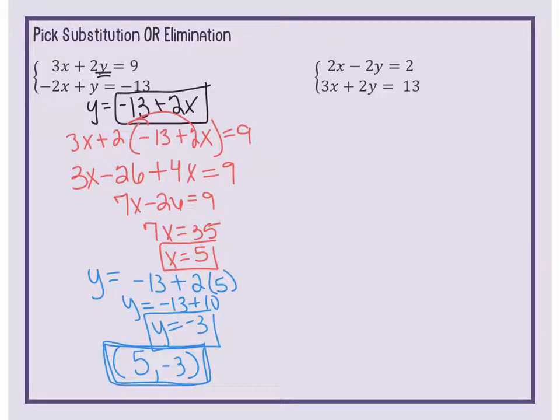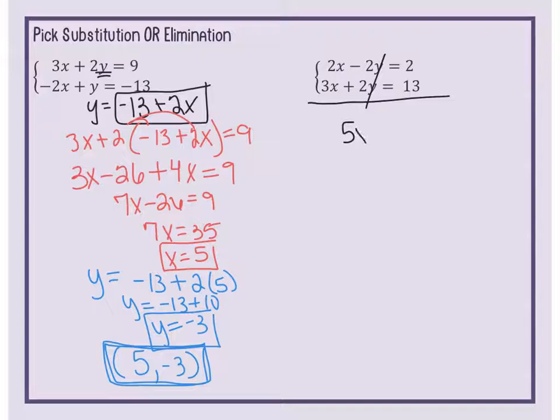So again, your choice for the next one, substitution or elimination. Well, right away I don't see any one coefficient, so substitution would be a little bit harder. But I do see the same number with different signs. Therefore, looking at this problem, elimination would be easiest because I can already add these equations together. So the negative 2x and 2x, you eliminated the x variable.